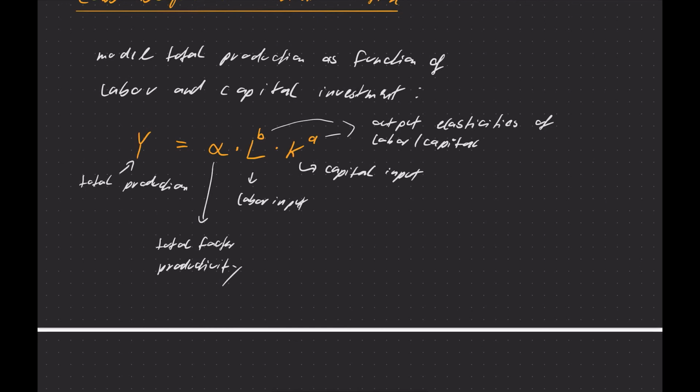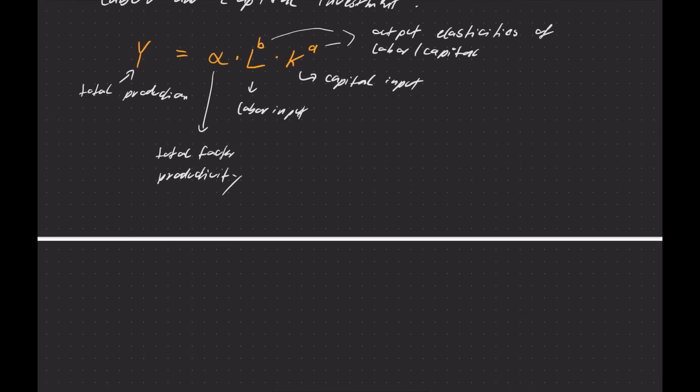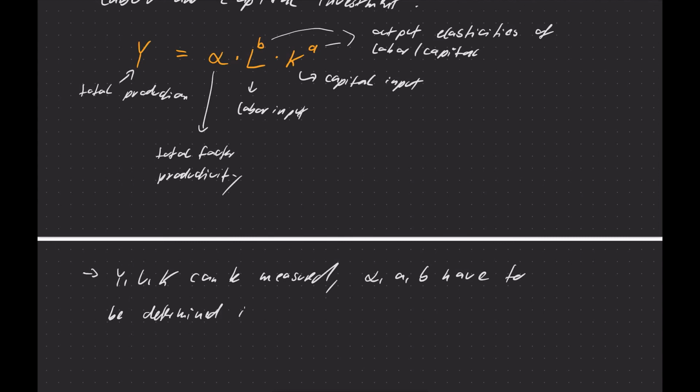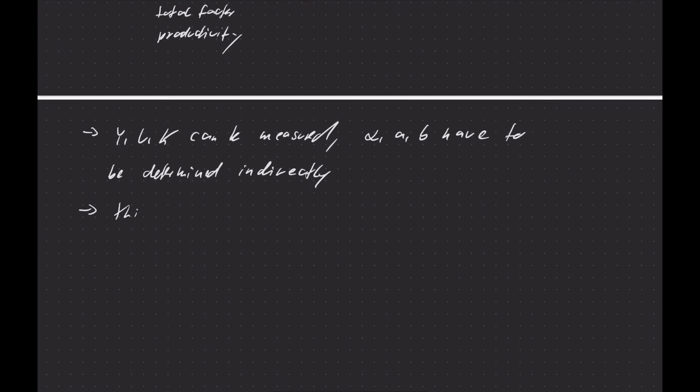Okay, again, there are certain terms that can be measured directly. Of course, the production could be measured, the labor input can be measured, and the capital input can be measured. What we don't know is alpha and A and B. Okay, so here Y, L, K can be measured. Alpha, A, B have to be determined indirectly. And again, this leads to a least squares regression. This is usually solved by least squares regression.